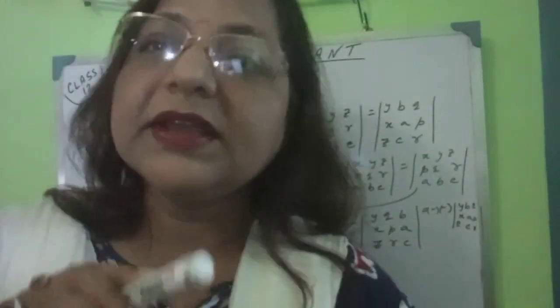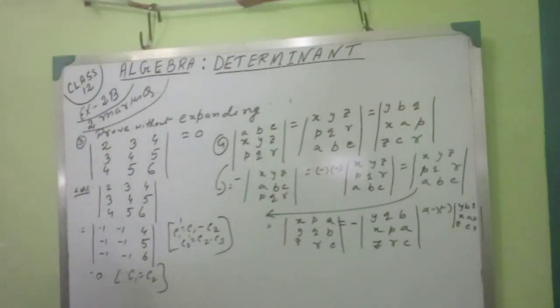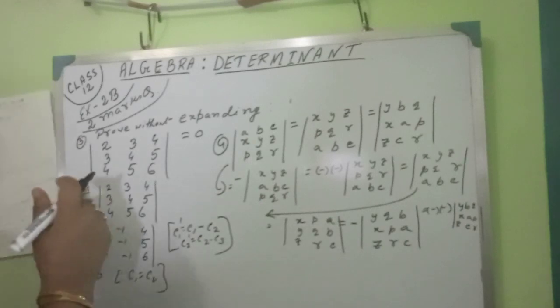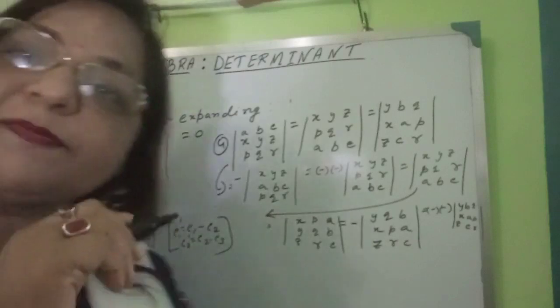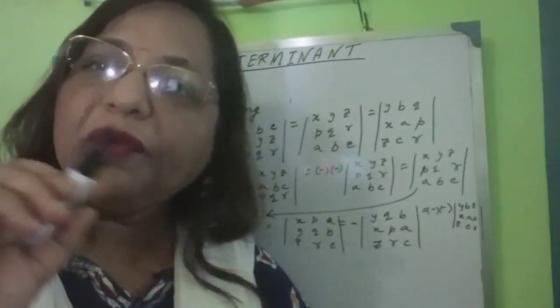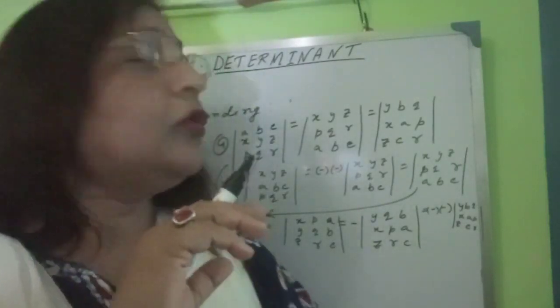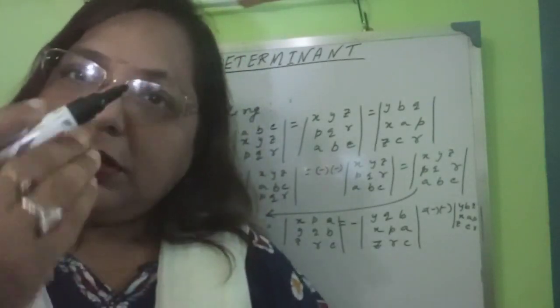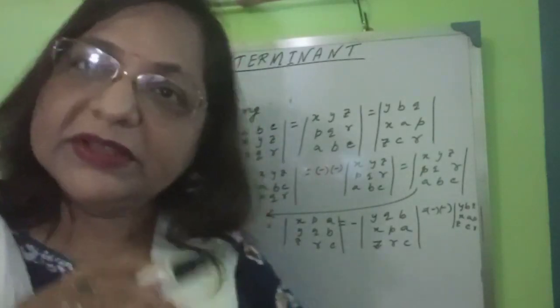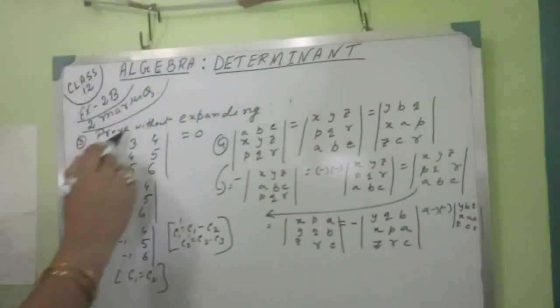Let's start exercise 2b. Now at first we will discuss about 2 marks questions. What's the question? Number 1. Prove without expanding. Without expanding means without the expansion rule we know. Now here we have to prove without expanding, that means we only have to follow the properties.